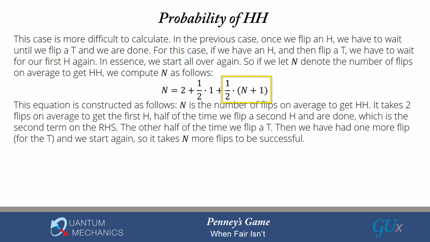Otherwise, I did 1 more flip and I got tails. So half of the time I did 1 more flip and now I start all over again. So it's going to take n flips to get the answer. So with probability a half, I have to multiply by n plus 1 because it took that 1 extra flip to get tails. Now that's a self-consistent equation that we can solve to determine n, and you see that you get n equals 3 plus 1/2 n, and so if you then solve for n, you find n is equal to 6.